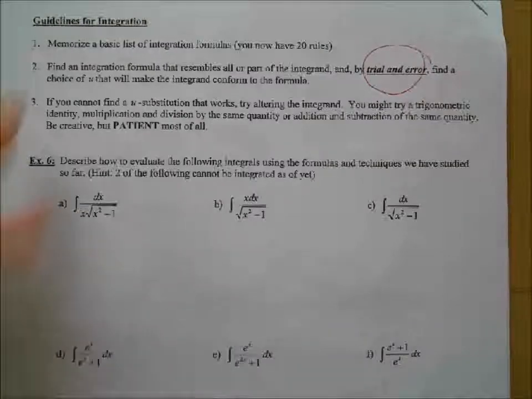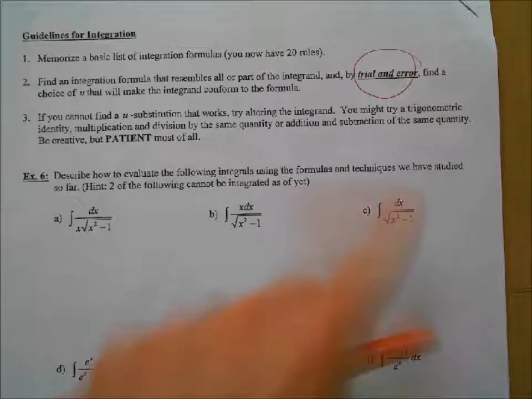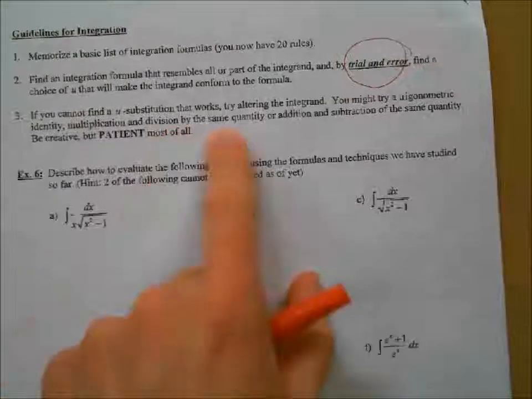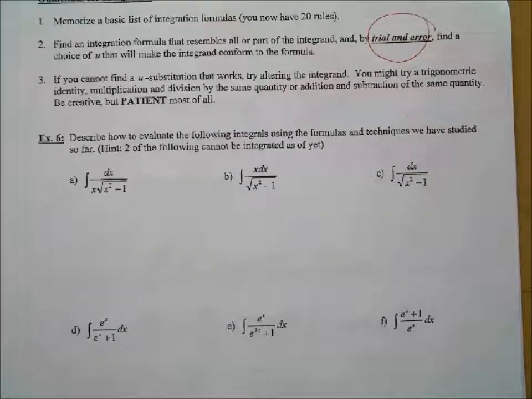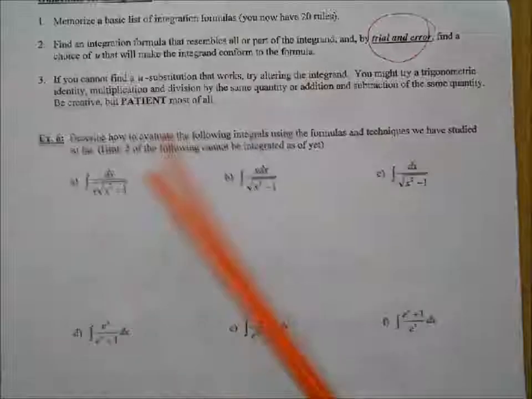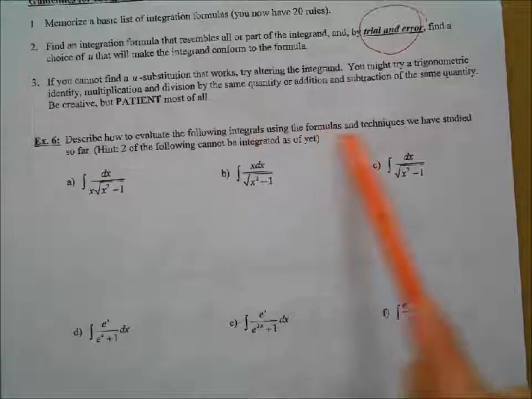And then finally, step 3: if you cannot find a u substitution that works, try altering the integrand. You might try a trigonometric identity, multiplying and dividing by the same quantity, or adding and subtracting the same quantity. Be creative, but patient most of all. It's the second time we've seen that. So, example 6: describe how to evaluate the following integrals using the formulas and techniques we have studied so far.